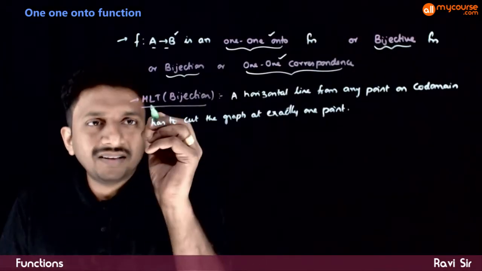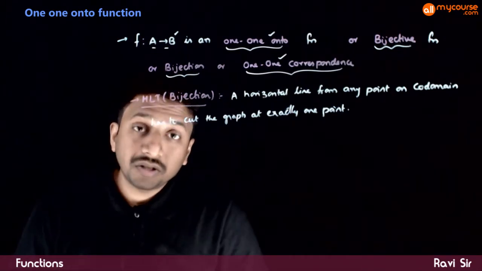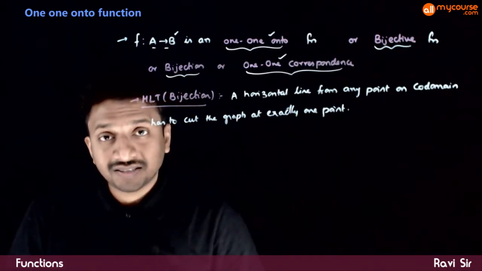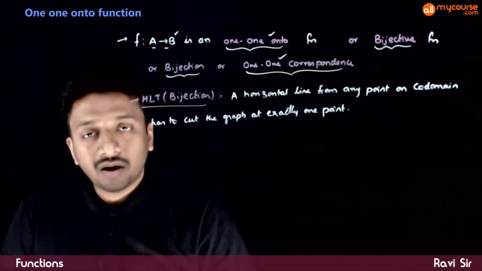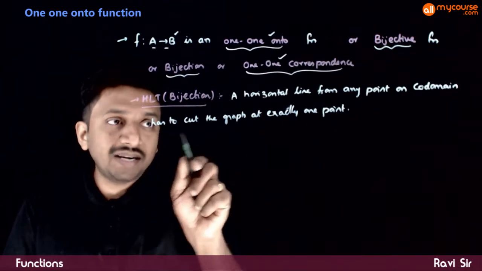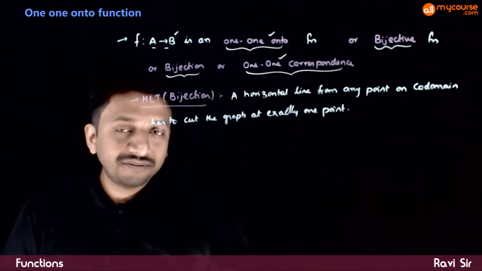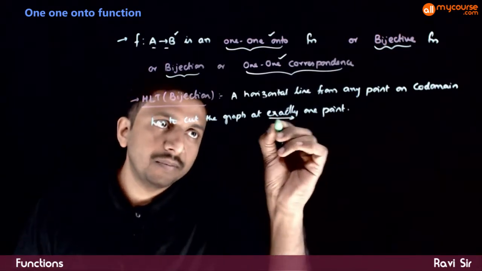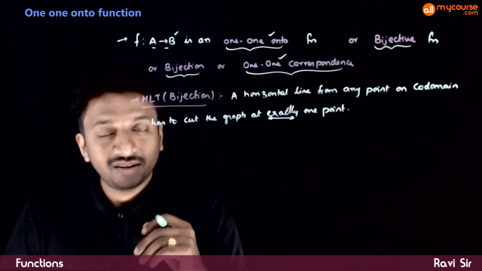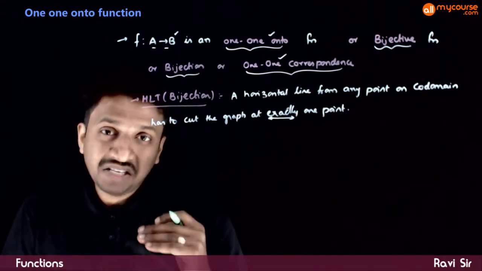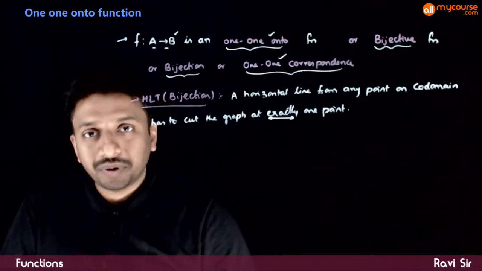Now let us look at the horizontal line test for bijective functions. The horizontal line test for bijective function says that a horizontal line drawn from any point on the codomain has to cut the graph at exactly one point. Here you have the word exactly. So for 1, 1 function, at most 1 point. For onto function, at least 1 point. For bijective function, it is exactly 1 point.